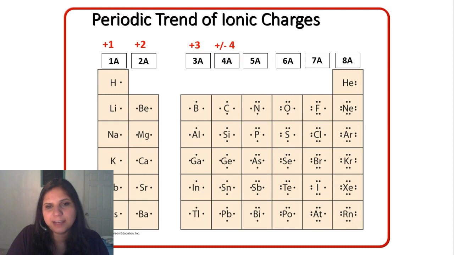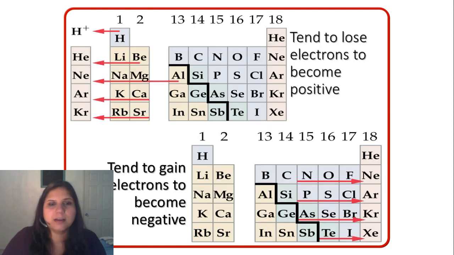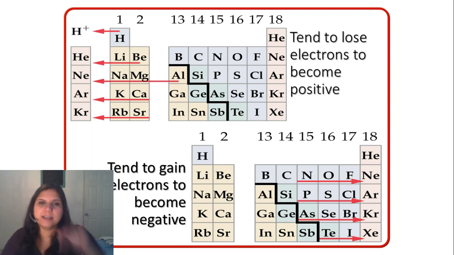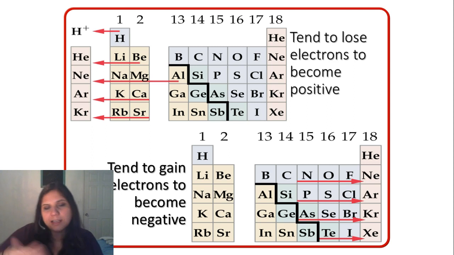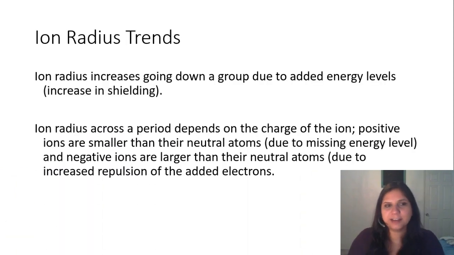In 5A, these just need 3 more valence electrons to be like the next noble gas. When they do that, they become negatively charged. 6A, -2, 7A, -1, and then noble gases do not gain or lose electrons. They're very unreactive. So the overall trend is the elements on the left side of the periodic table tend to lose electrons, and the elements on the right side tend to gain electrons and become negatively charged. So here are the trends in ionic radius.